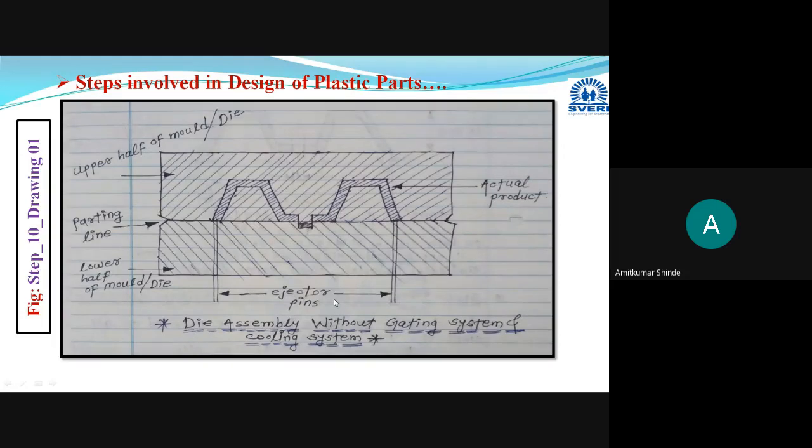Here we are showing the die assembly. In this die assembly we have shown our final product design. Here we have not shown the gating system and cooling system. I have also written here, die assembly without gating system and cooling system. So in this way we have completed the design of the bush with boss.